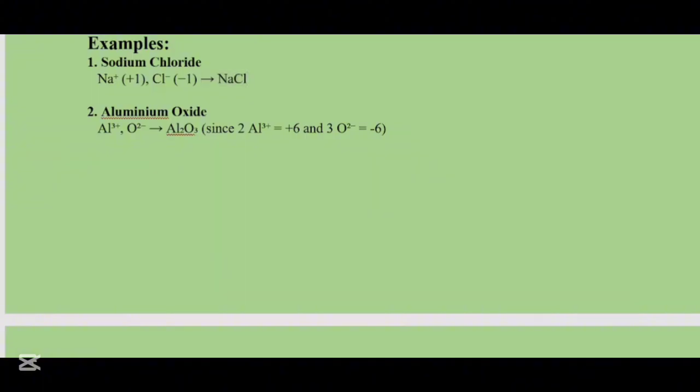Now for the second, aluminum oxide, we have aluminum with a 3+ charge, which means that it is willing to give 3 electrons, while oxygen just needs 2. This means that their values will be swapped. 2 will go to aluminum and 3 will go to oxygen. So this means Al2O3.